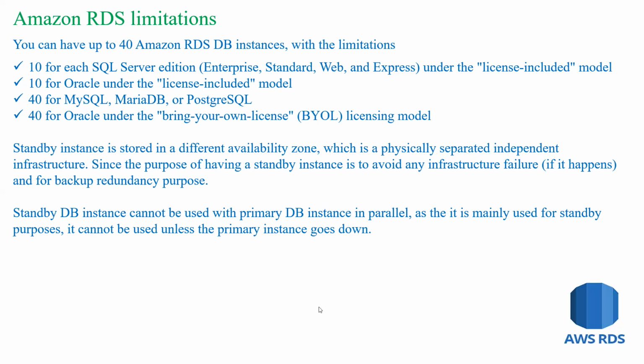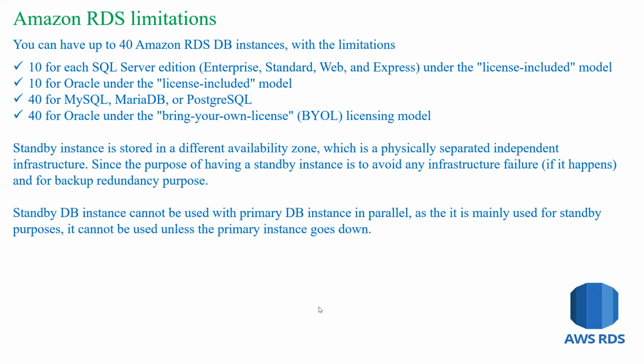So standby instances are stored in different availability zones. When we create an instance, maybe SQL, Oracle, or any of these database instances, Amazon RDS will create a standby instance in a different availability zone, like a backup copy, on physically separated independent infrastructure. The purpose of having a standby instance is to avoid any infrastructure failure, if at all it happens, and for backup redundancy purposes as well. That's the reason why this standby instance is created.